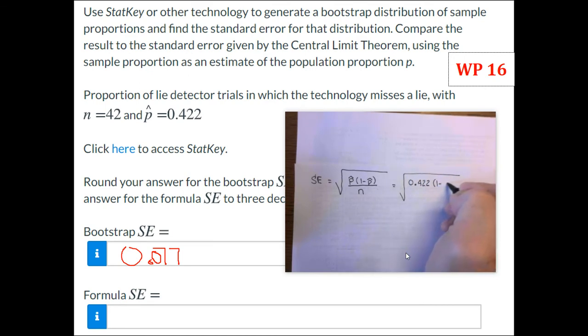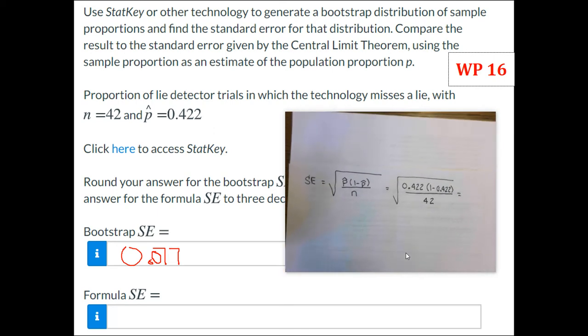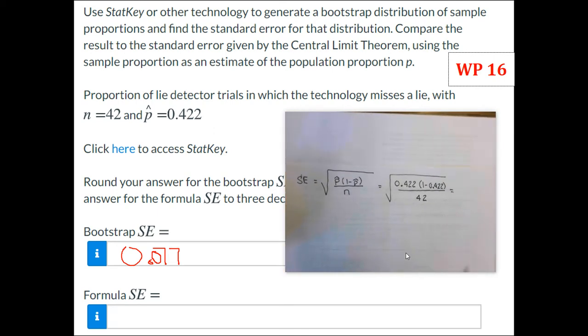Times 1 minus 0.422, all divided by an n value, and my n value was 42. Go plug that in your calculator. And I think when you get your calculator warmed up, I got 0.76.